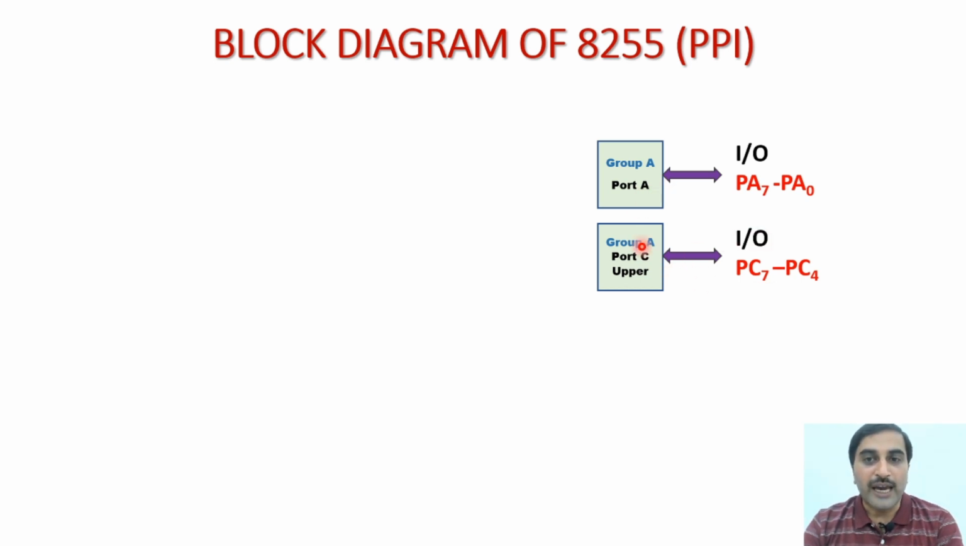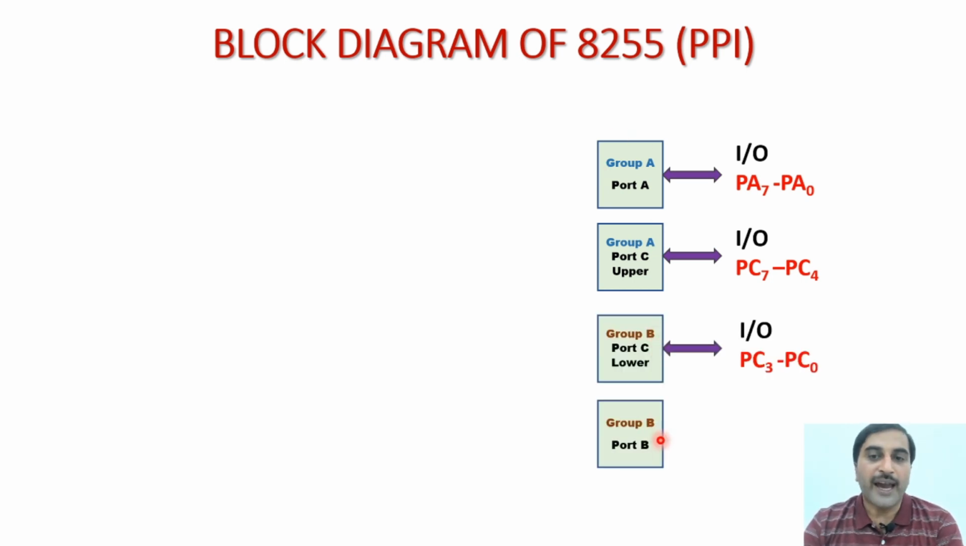This port A and port C upper makes a group that is known as group A. That's why group A is written here. Next is group B. Group B contains port C lower and port B. Port C lower having the lines from PC0 to PC3, and port B have the lines from PB0 to PB7. These ports may act as either input or output.